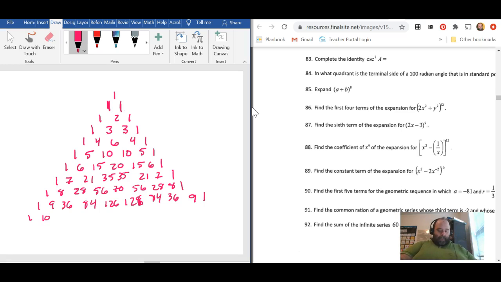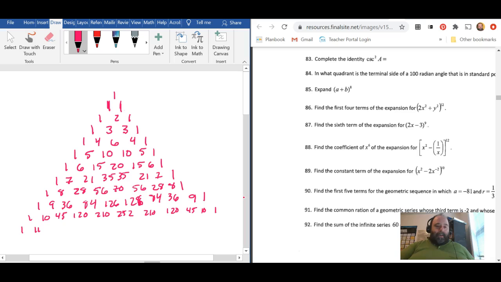Let's see, 9 and 36 is going to be 45. 36 and 84 is going to be 120. 84 plus 126 is 210. 126 plus 126 is 252, and then it goes back down. So you get the 210, 120, 45, 10, and 1.